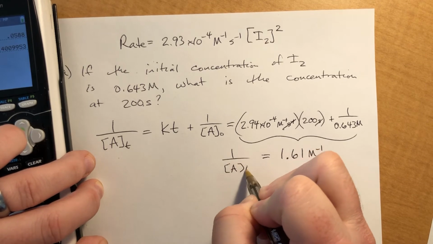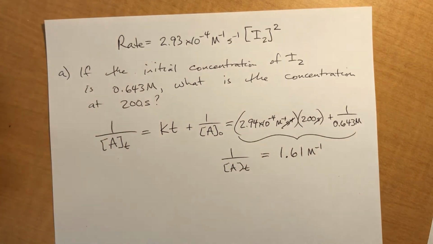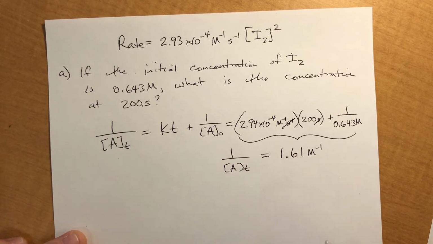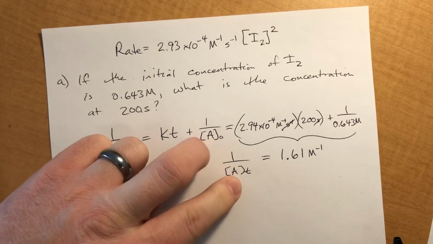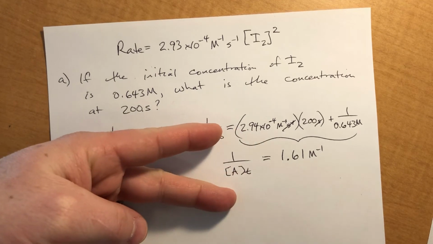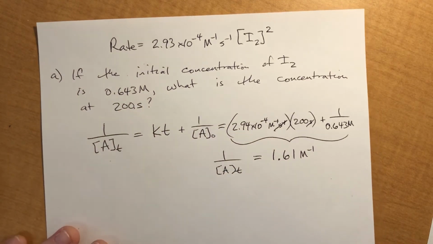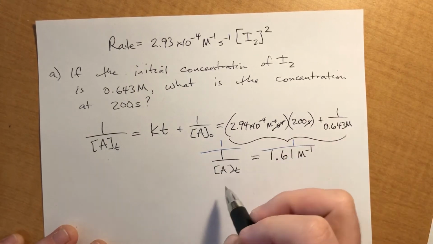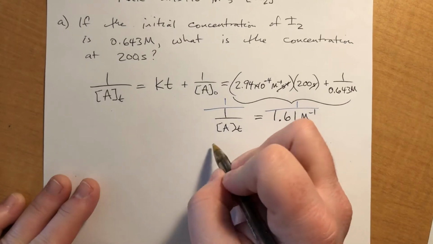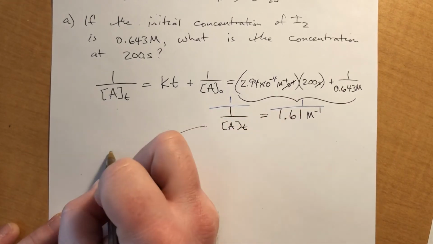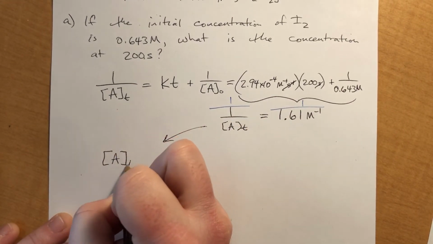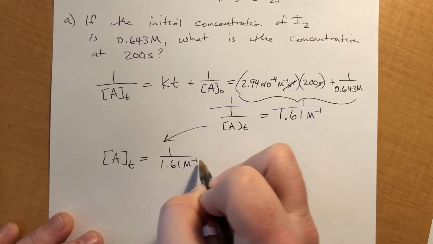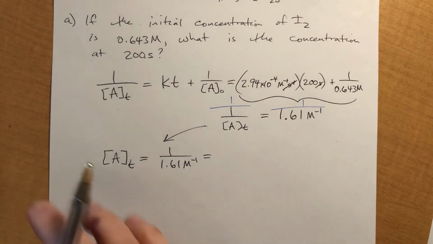Well, that is not super useful. I mean, it kind of is, but we need concentration, not 1 over concentration. So we need this on the top, so we need to do the reciprocal of it, which means we need to do the reciprocal of both sides. So I'm going to put 1 over both of those. This will rewrite as, concentration at time t is equal to 1 over 1.61 inverse molar. And then we can plug that in and see what we get.